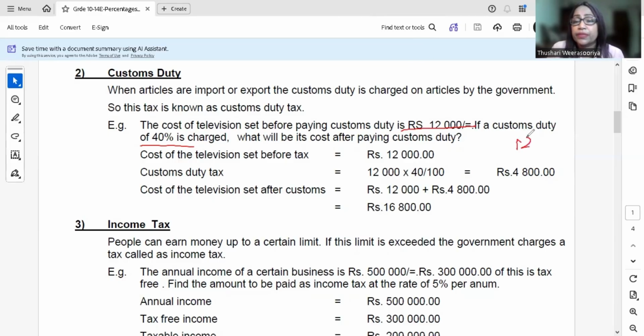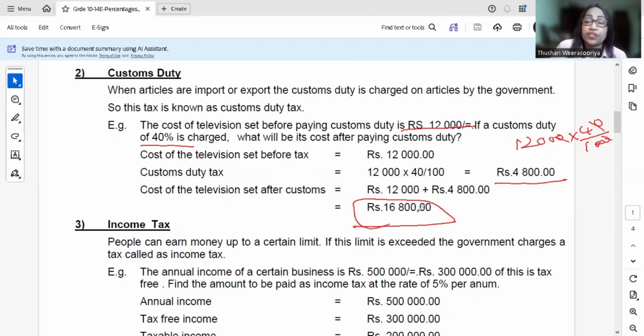12,000 is the TV set amount. On top of that, they charge 40% tax. Once you multiply, it is 4,800, right? After that, what will be the cost of the television after paying the customs duty? That is 12,000 plus 4,800. That is 16,800. Then the cost of that TV is 16,800, right? After paying the customs duty.